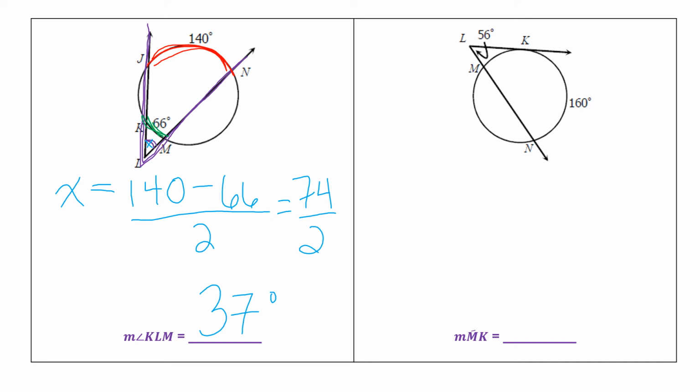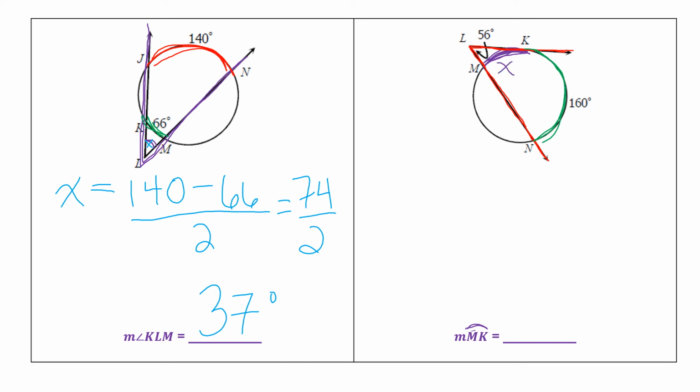On the next one, we're looking for the measure of arc MK. We're looking for this inside arc right here. What we do have this time is we know the angle. So KLM is 56 degrees. We also know that outside arc KN is 160 degrees. Since I don't know the measure of arc MK, I'm going to call it X, and I'm going to solve.